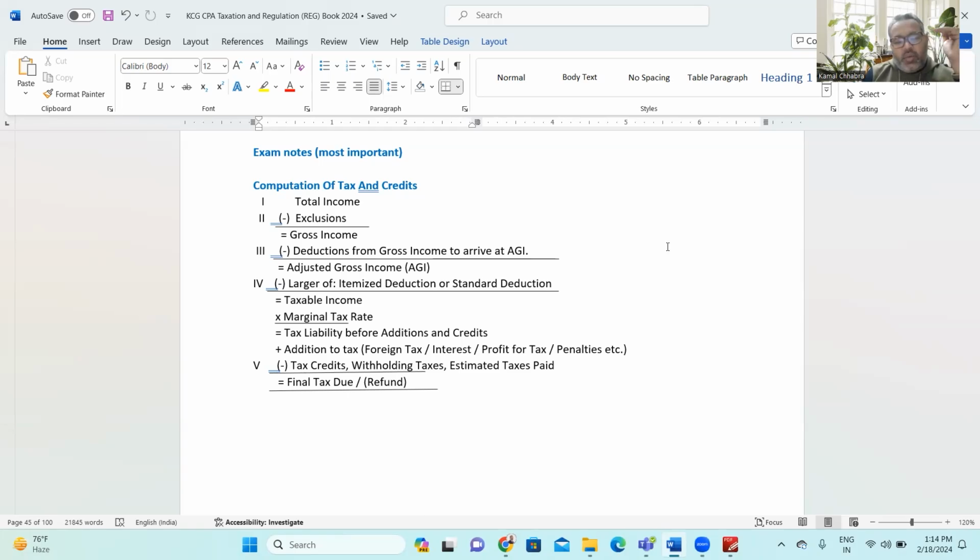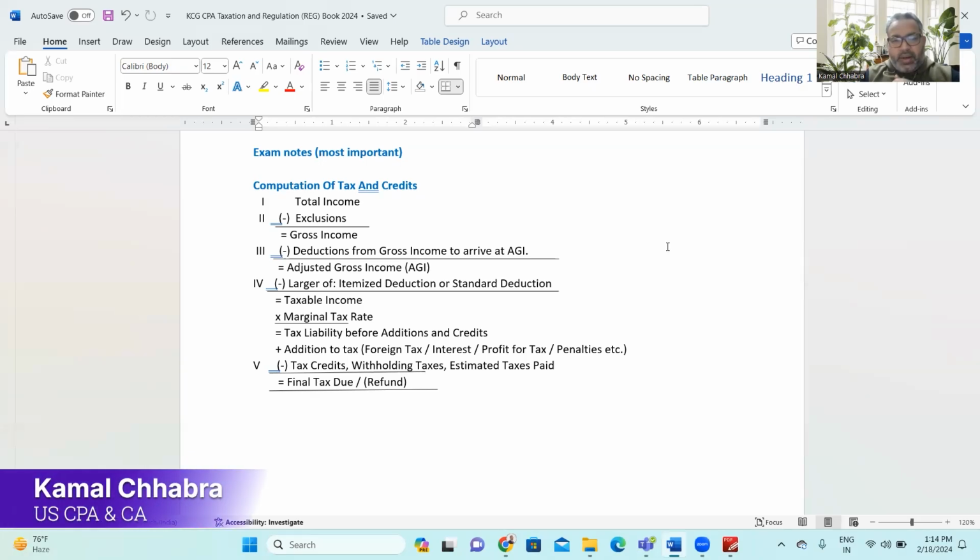That means so far we have studied all categories of income, all categories of exclusion, and all categories of deductions to arrive at AGI. So we have reached adjusted gross income, right? Now we will be learning itemized deduction or standard deduction, so we'll be going on to the fourth point. So far, so good in terms of computation, right? In this logical flow, we'll be understanding each topic.